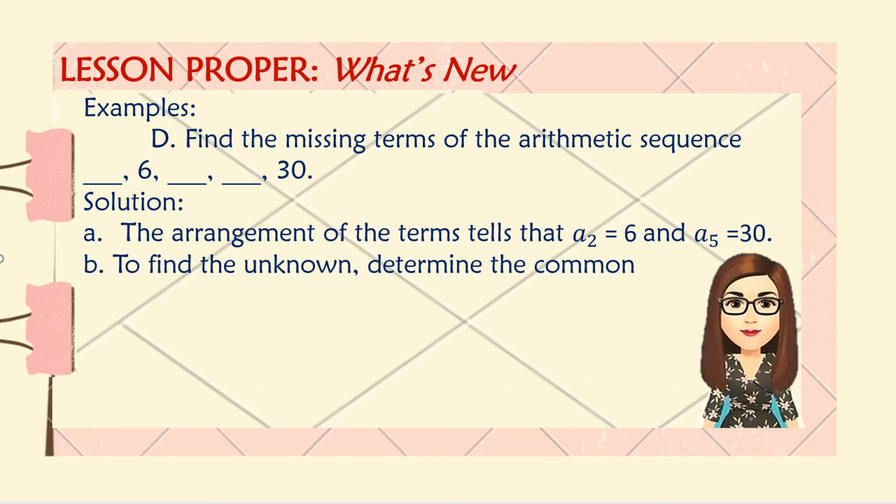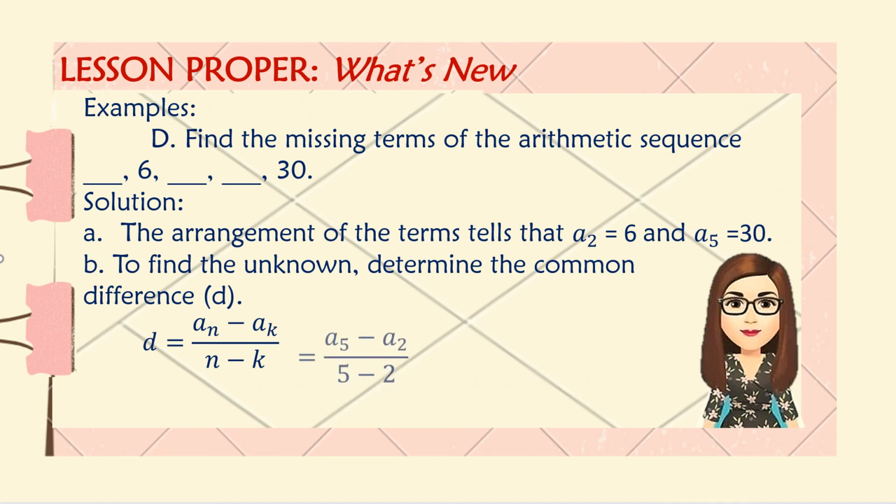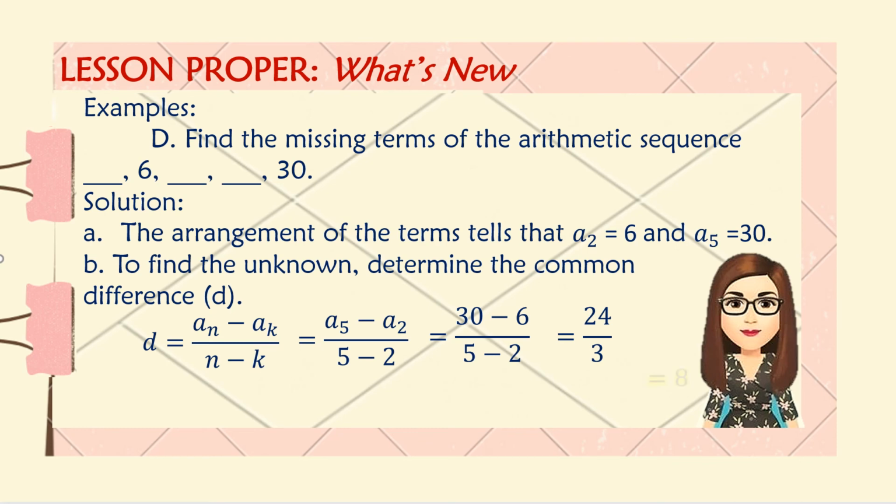So, to find the unknown, let us determine the common difference. Again, the formula, d is equal to a sub n minus a sub k over n minus k. Then we have a sub 5 minus a sub 2 over 5 minus 2. Then 30 minus 6 over 5 minus 2. So we have 30 minus 6, 24 over 3. Again, simplify your answer. So our common difference is 8.